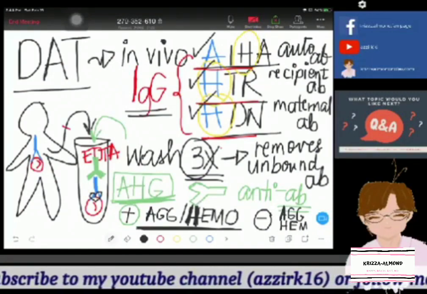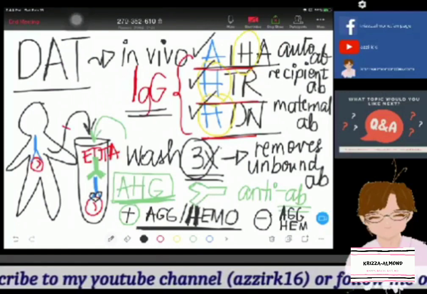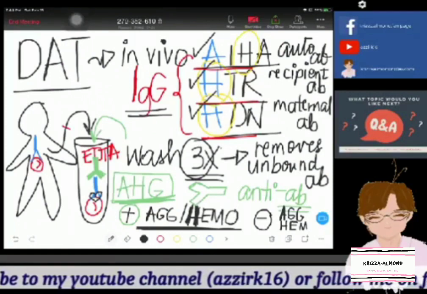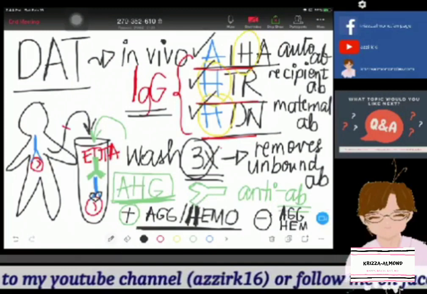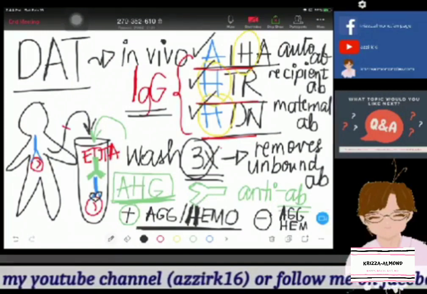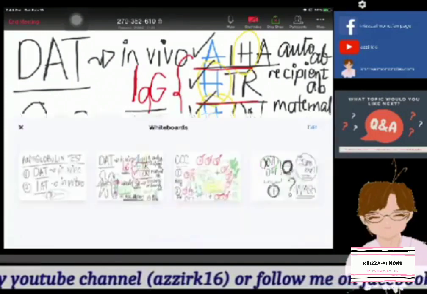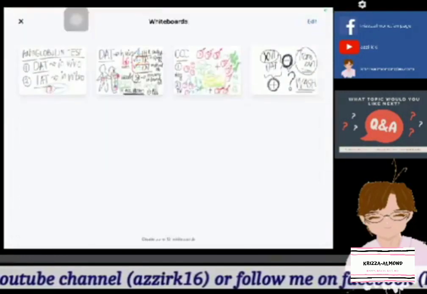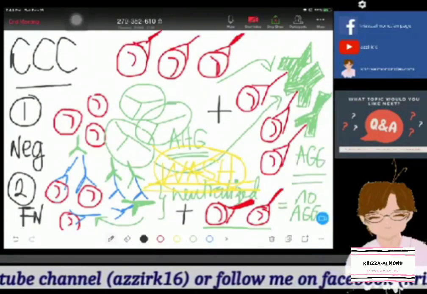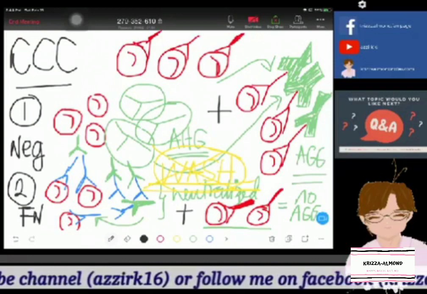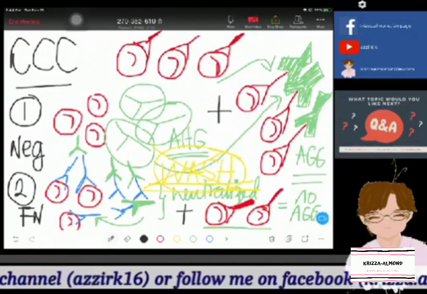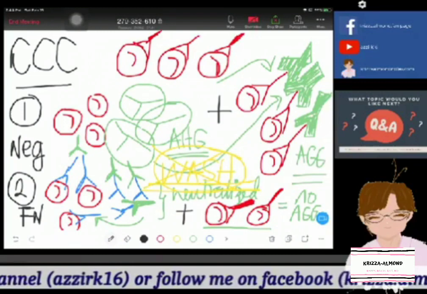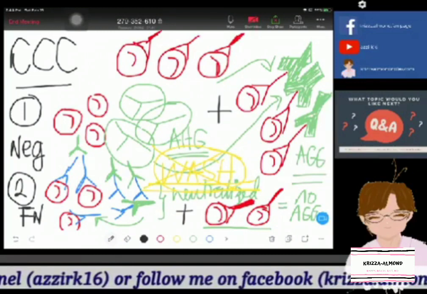If after addition of AHG, you cannot appreciate any agglutination or hemolysis, it may be a negative reaction, but you have to check first using the Coombs check cells before you report it as negative or no reaction. Okay? So how do we do that? Coombs check cells are reagent red cells which are already bound, alright, to antibodies or complement.